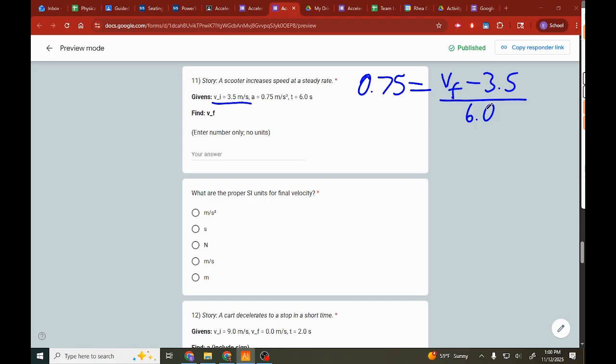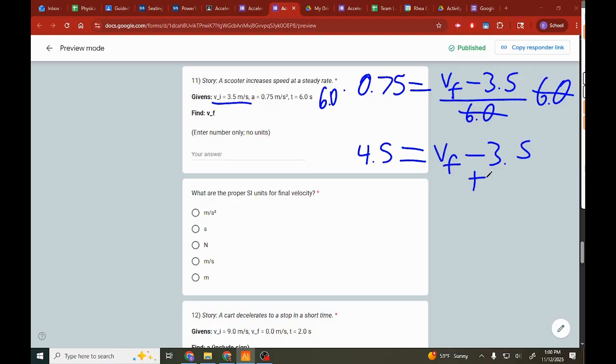VF is being divided by 6, so we need to multiply 6 to both sides, causing those to cancel. 6 times 0.75 gives us 4.5. Quick sig fig check. Both of those already had 2. Our answer has 2 as well, so we're fine so far. VF minus 3.5. So we're subtracting 3.5 from our final velocity. So to get rid of that, we do the opposite. Add 3.5 to both sides.